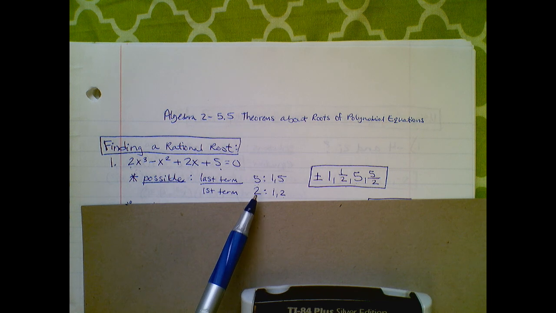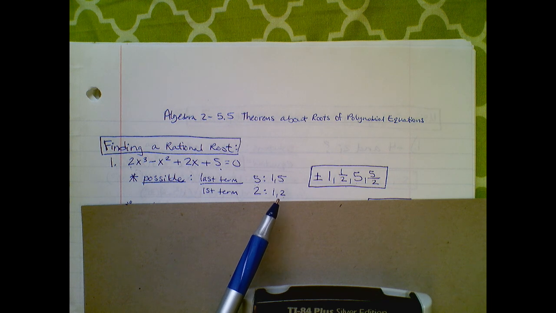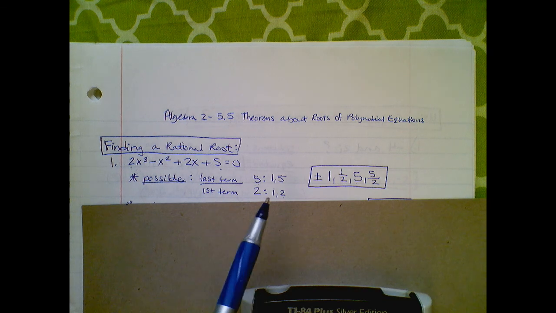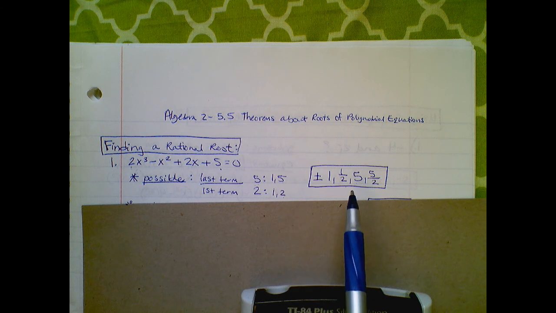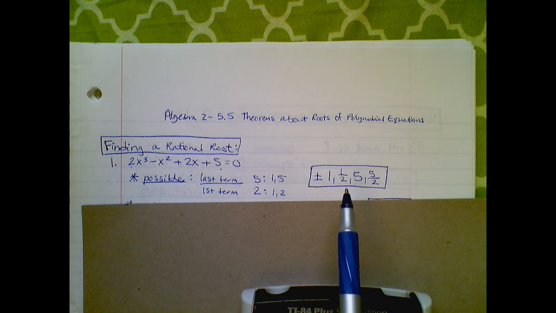And then we're going to write all the numbers that divide evenly into both of those numbers. So the numbers that divide evenly into 5 are 1 and 5. The numbers that divide evenly into 2 are 1 and 2. So now from here, we have to take all the last terms divided by all the first terms. So we're going to start with the 1. 1 divided by 1 is 1. 1 divided by 2 is a half. And then now we're taking this 5. So 5 divided by 1 is 5. 5 divided by 2 is 5 halves.